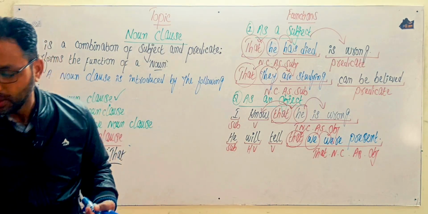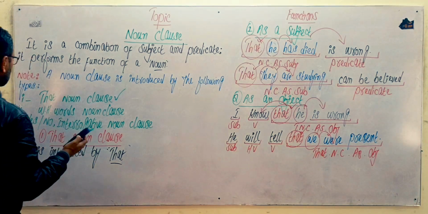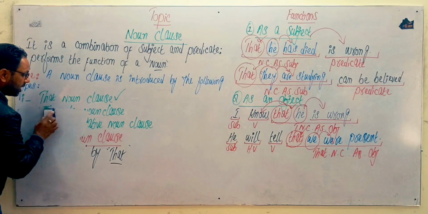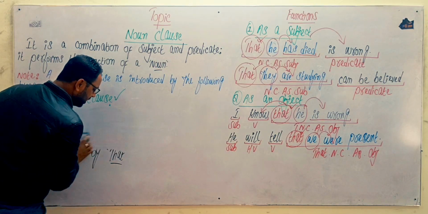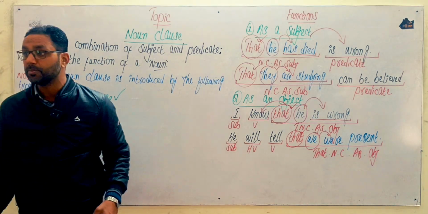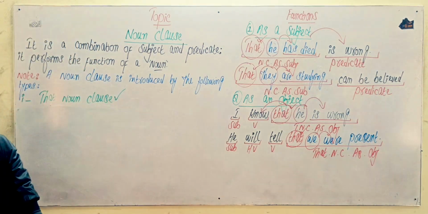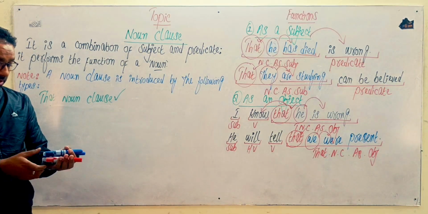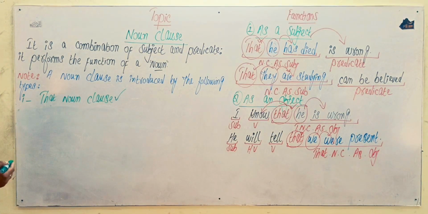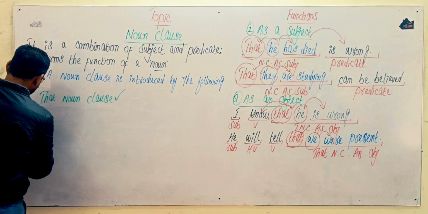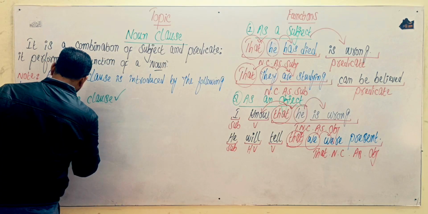I told you previously, if you remember the lecture which was going on, that was about, I think, complement. What is complement? Complement is a part of sentence which completes the incomplete predicate. If you remember, I'm reminding you, recalling the whole thing which I taught in the same class. Now the third function which I'm going to represent before you, that is 3, as a complement.